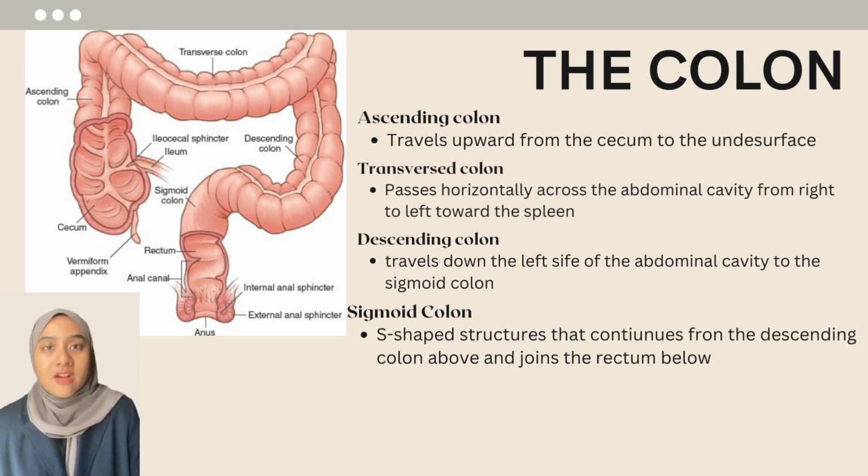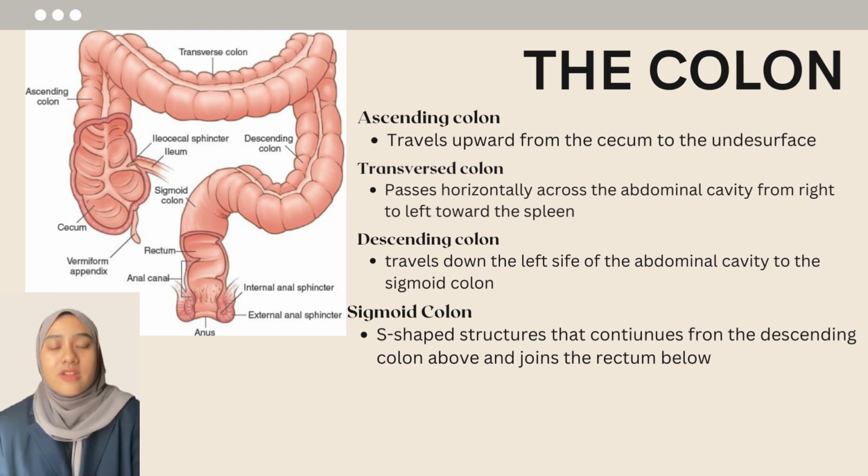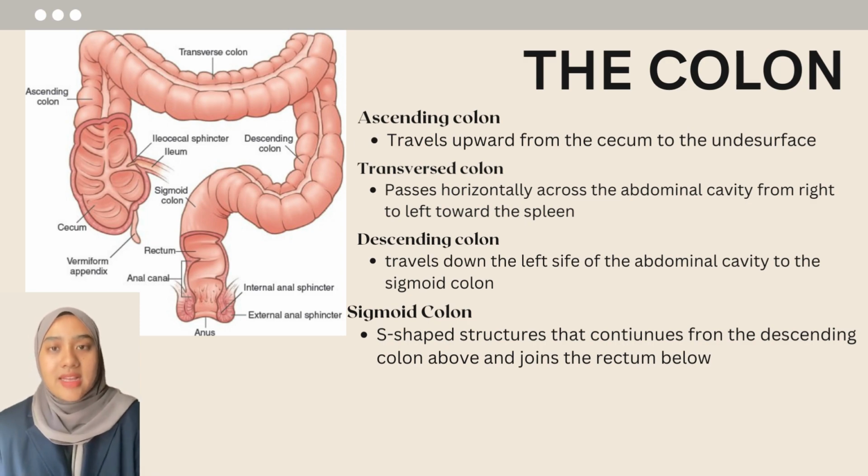Thirdly, the descending colon travels down the left side of the abdominal cavity to the sigmoid colon. Descending means downward. Lastly, the sigmoid colon is an S-shaped structure that continues from the descending colon above and joins the rectum below. Sigmoid means the curve like the letter S.